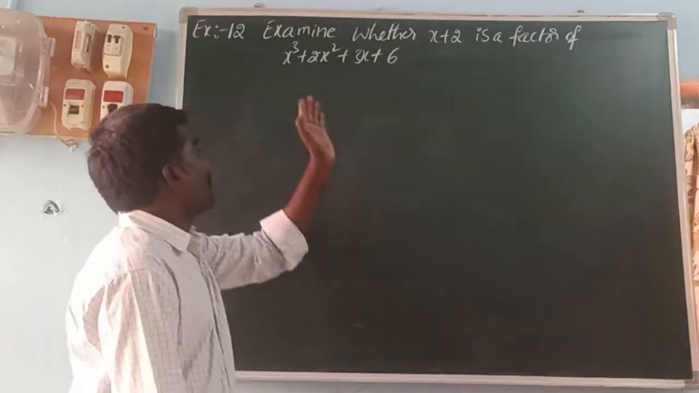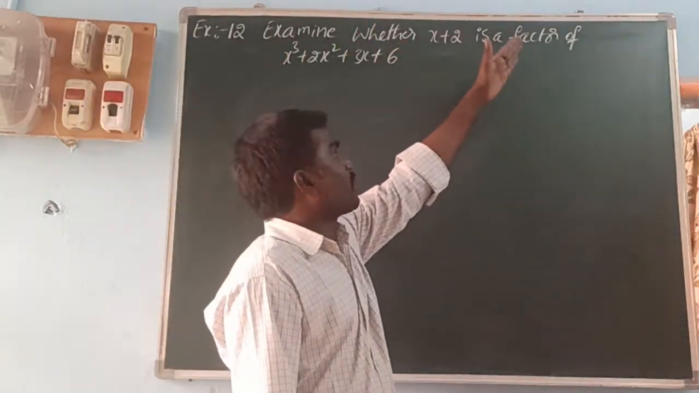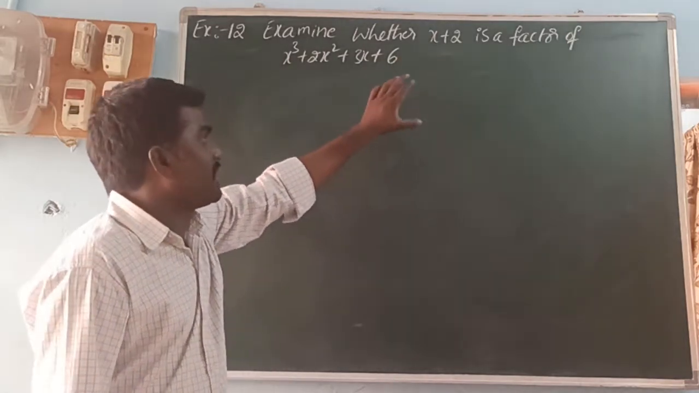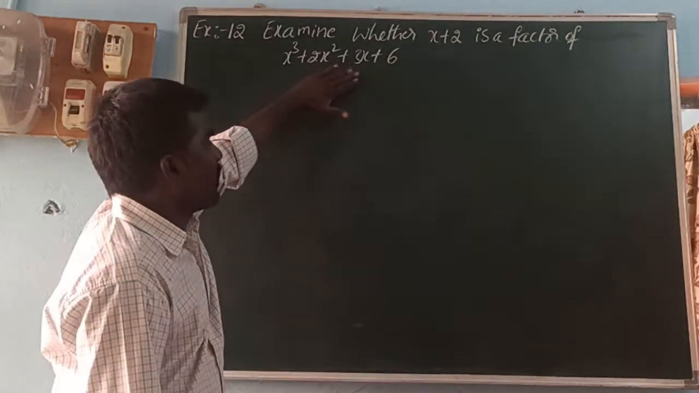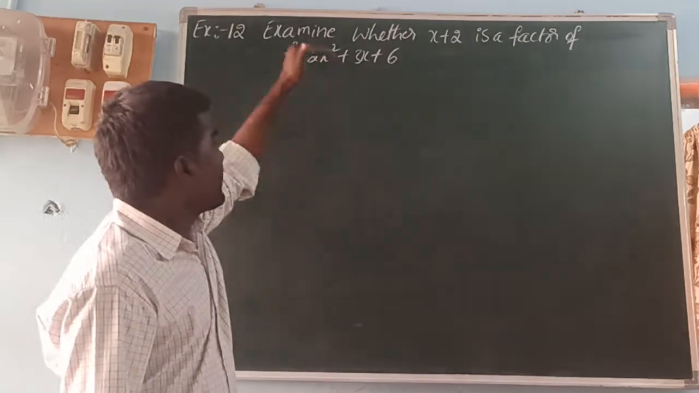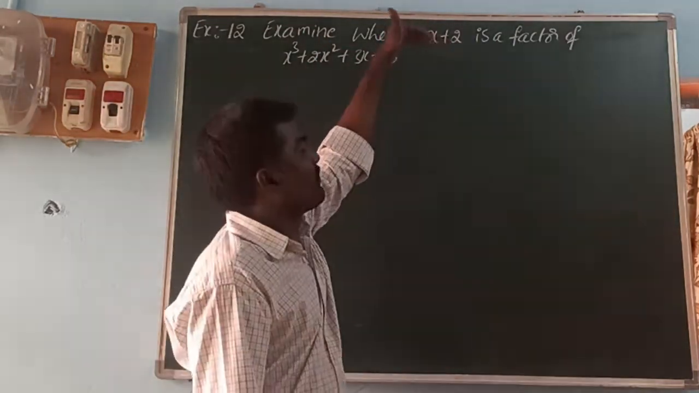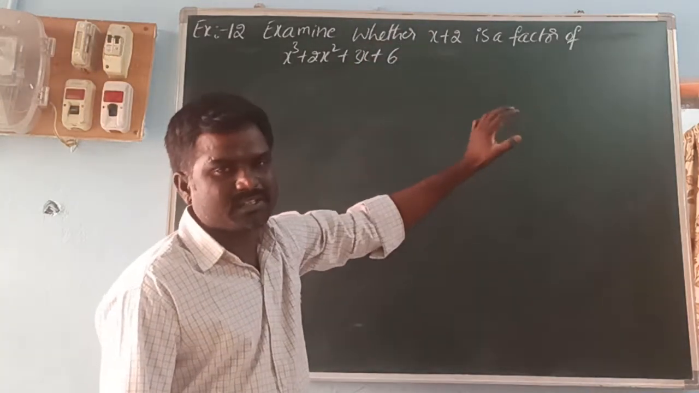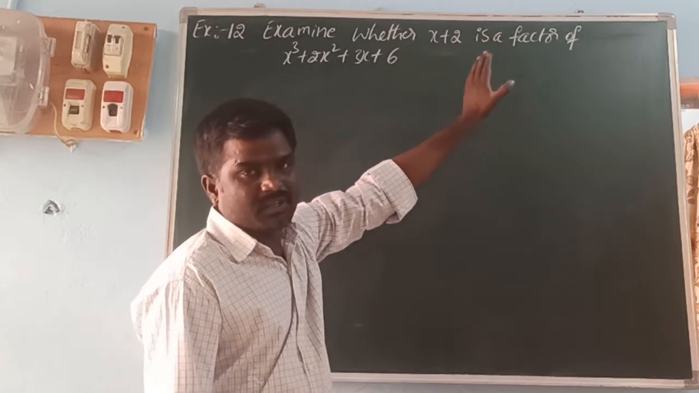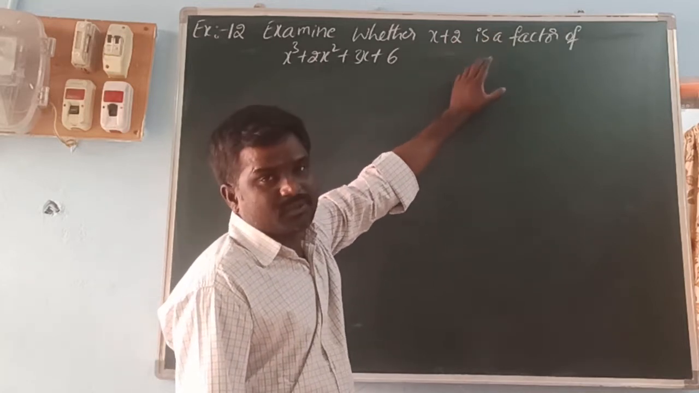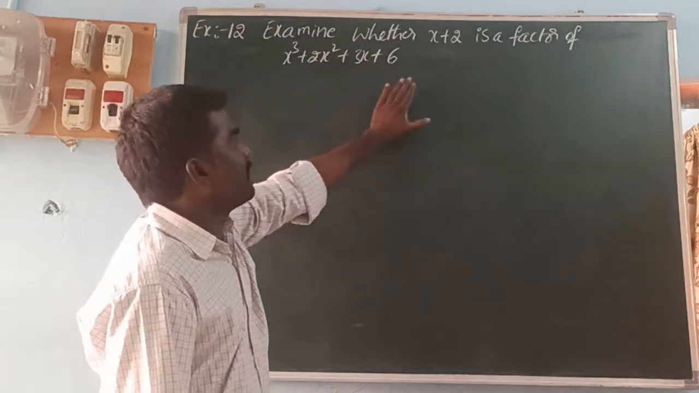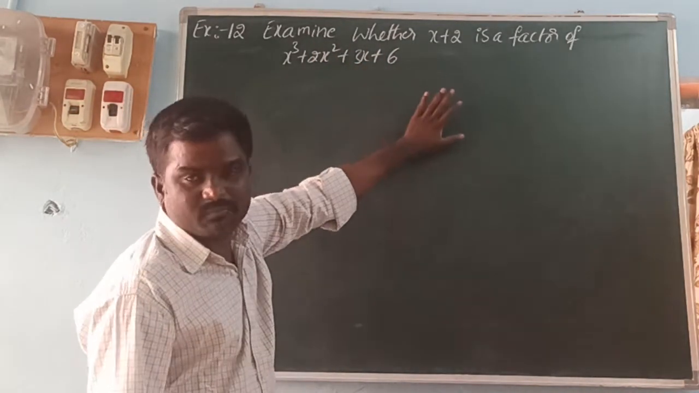Same here. So examine whether x plus 2 is a factor of x cube plus 2x square plus 3x plus 6. That means when this polynomial is divided by x plus 2, the remainder is 0. So how can we do that, with the same process? x plus 2 is equal to 0, that is x is equal to minus 2. The x value can be substituted in this polynomial. If you get 0, then it is a factor. Otherwise, it is not a factor.